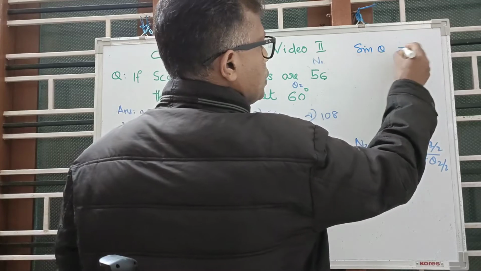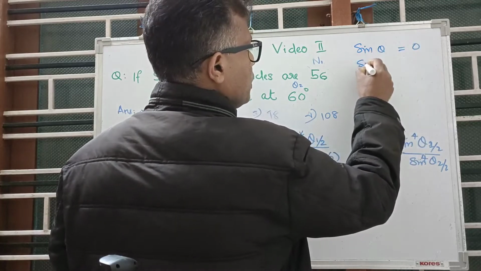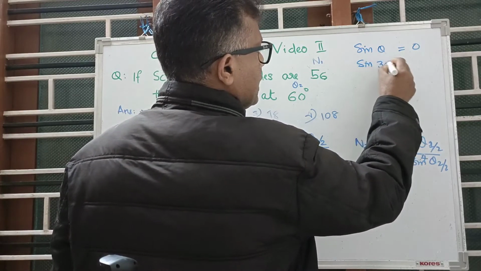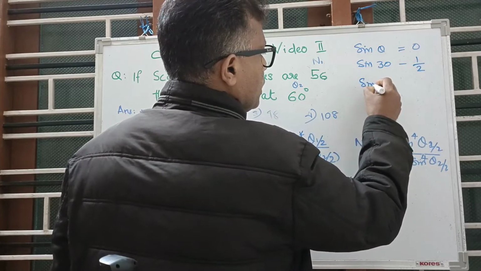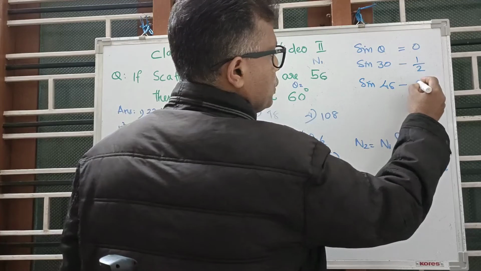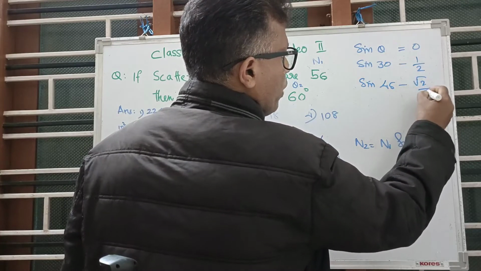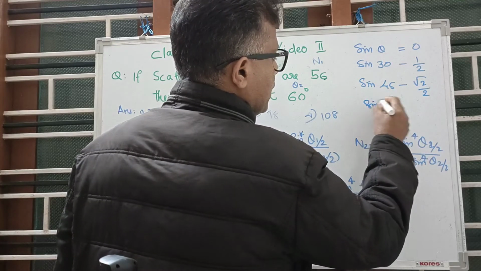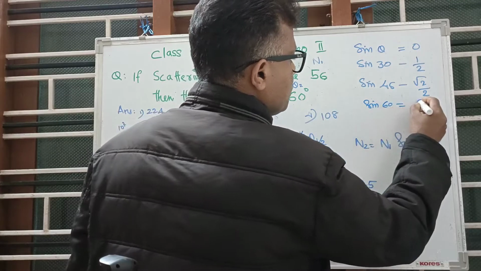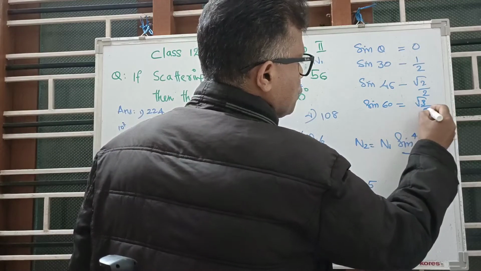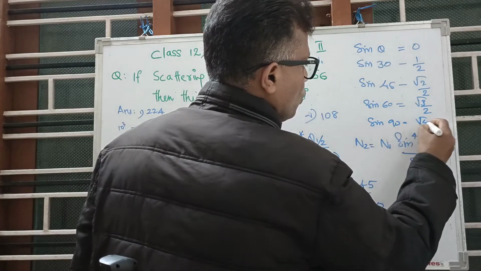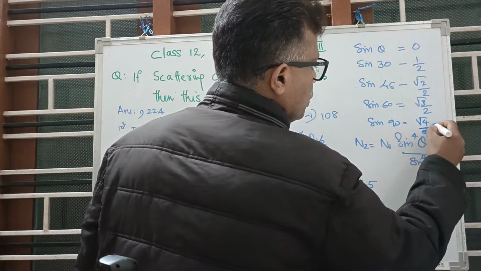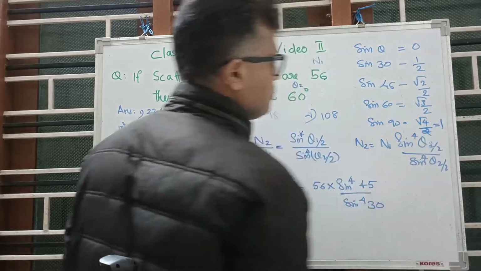Sine 0 is equal to 0. Sine 30 is equal to 1 by 2. Sine 45 is equal to root 2 by 2. Sine 60 is equal to root 3 by 2. Sine 90 is equal to root 4 by 2, which is equal to 1.